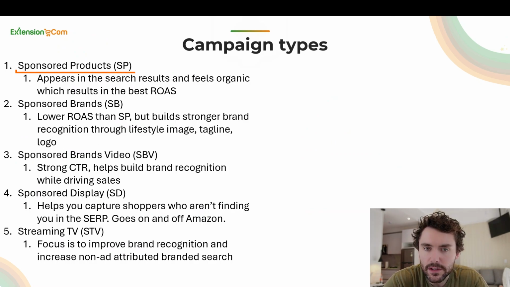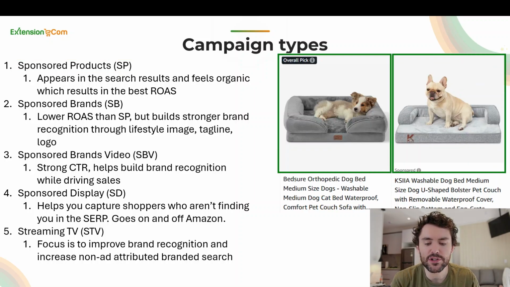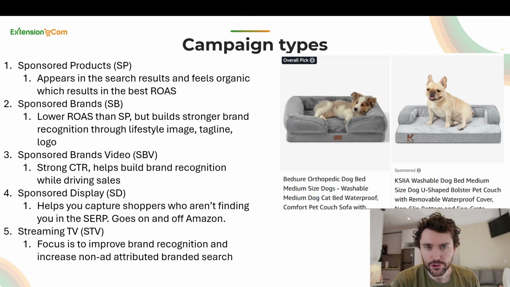The first is going to be sponsored products, and this appears in the search results and feels organic, which results in strong ROAS. Here you can see two different options. You have BedSure on the left, and you have KSIIA on the right. With BedSure, there's no sponsor tag. With KSIIA, there is a small sponsor tag. This is the only difference between a sponsored placement and an organic placement, which is why these perform the best.